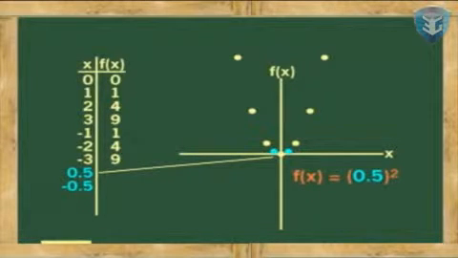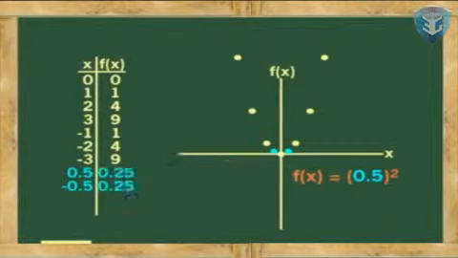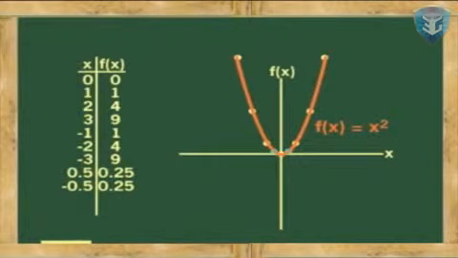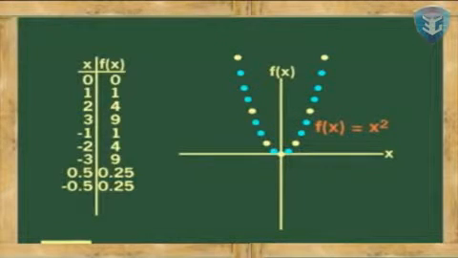0.5 times 0.5 is 0.25. We now draw the line of the graph of the function f(x) equals x squared. If we want to make the curve really smooth, then we would have to compute more points to certify that the function follows the shape of a parabola.